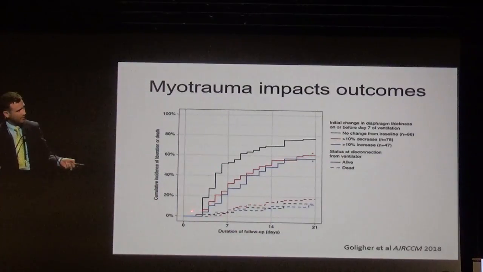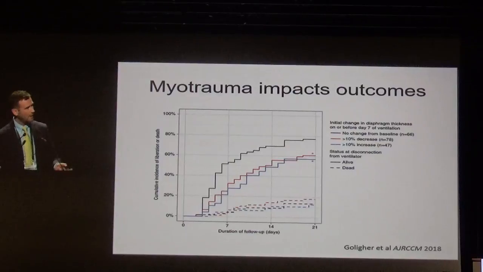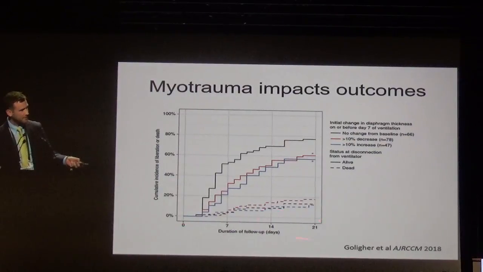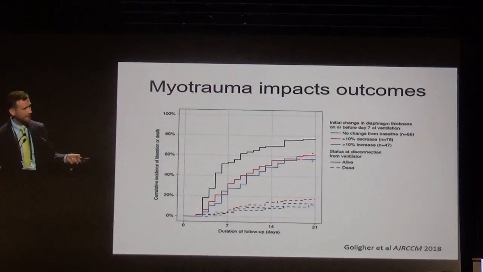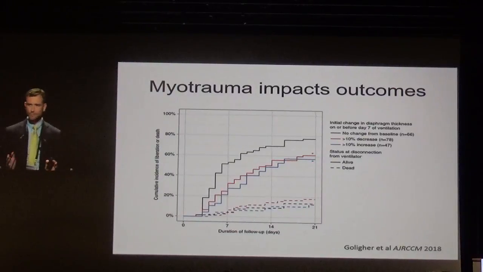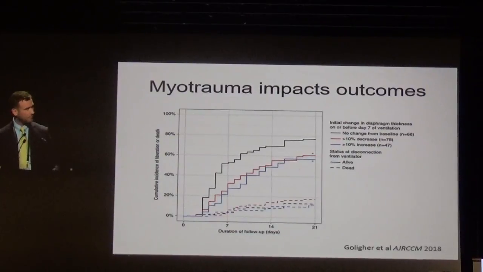And you can see that compared to the patients with no change in thickness, that is the patients, the black line here, the patients with early decrease or increase in thickness had a significantly slower incidence of liberation, so that by the time you reach day 21, which is sort of our conventional accepted definition of chronic critical illness, your risk of remaining on the ventilator at that point is approximately double based on changes in the diaphragm that we're seeing in the first 3 to 4 days of mechanical ventilation. So this phenomenon seems to have a really profoundly important impact on patients.